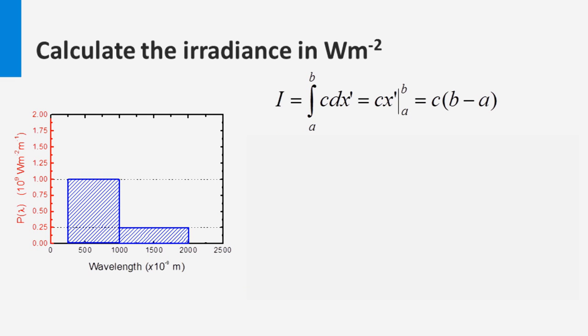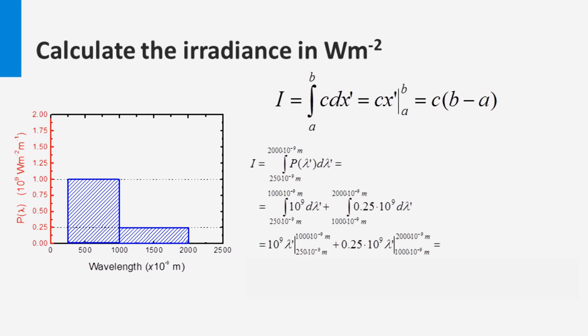Let's go back to the irradiance. Using calculus, we can arrive at the same answers. First, the irradiance is the integral over the power density function between the boundaries of 250 nanometers and 2000 nanometers. We can split this function in two different regions or two different integrals: one between 250 and 1000 nanometers and one between 1000 and 2000 nanometers. These functions are constant, so the integral is linear with lambda. Working out these integrals gives 1000 watts per square meter.